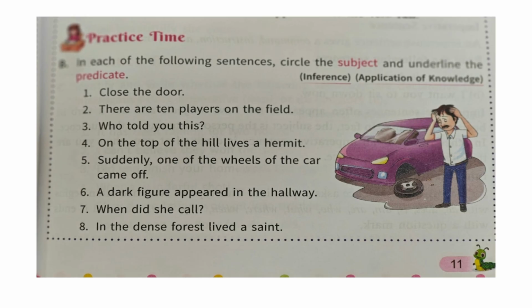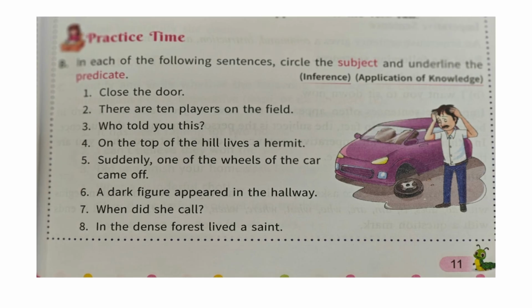Fifth, suddenly one of the wheels of the car came off. क्या came off? क्या हो गया? कार से क्या आ गया? One of the wheels. आप एक व्हील ये नहीं लिखोगे, व्हील्स नहीं लिखोगे, one of the wheels. तो what is the subject? One of the wheels. ओके, अब वो one of the wheels ने क्या करा? ऐसा क्या करा जो प्रेडिकेट बन गया? Came off the car. ओके, came off the car.